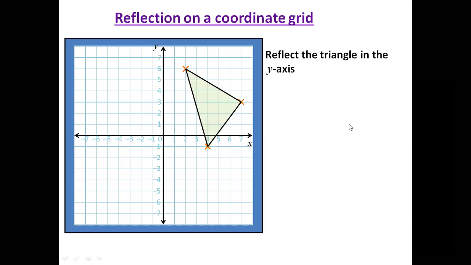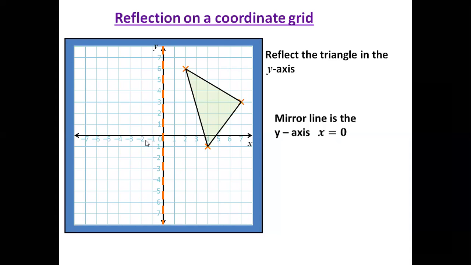Okay. So, reflect the triangle in the y-axis. That triangle is given to you, and you have this x and y-axis. They tell you to reflect the triangle in the y-axis. First of all, you should draw your y-axis. We can already see it, but you can draw it with your pencil just to focus on that line only. The y-axis is the same as the line x equals 0.